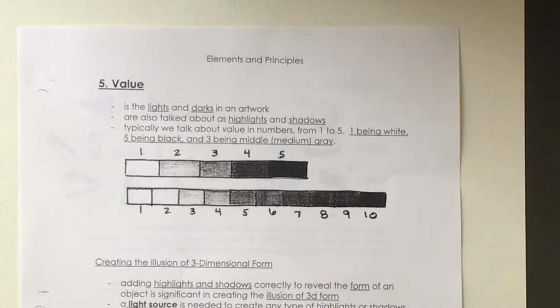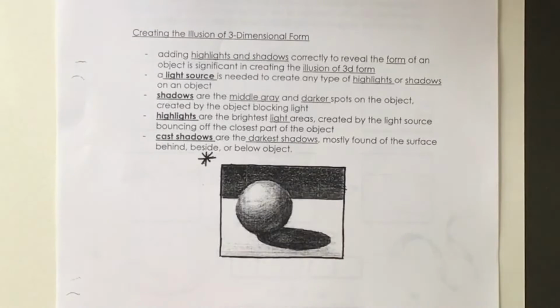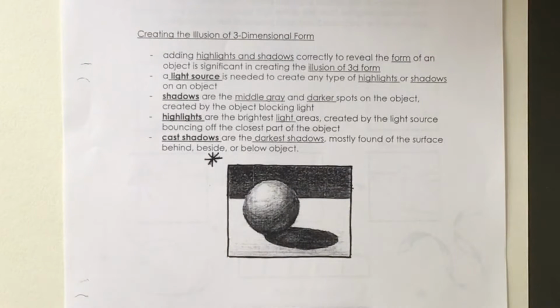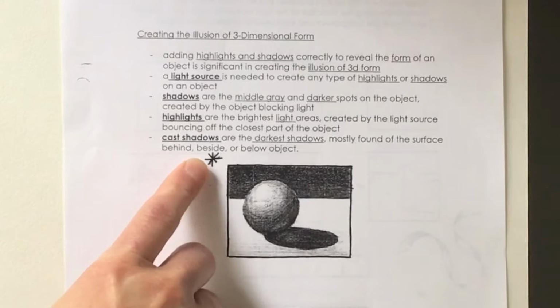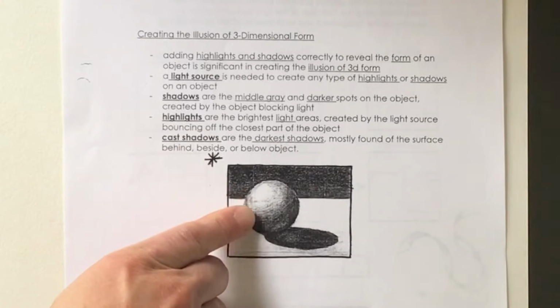Some people might see 20 different shades of value. Some might see 8. Now, the key to creating the illusion of three-dimensional form is adding highlights and shadows correctly to reveal the form of an object. You need a light source, and this little asterisk here identifies where the light source is coming from for this drawing.